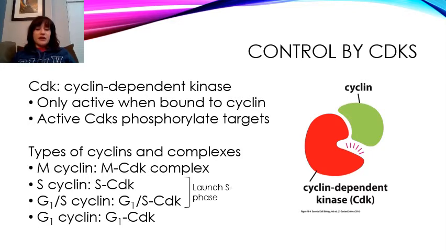Okay, so keeping track of all these, M-cyclin and M-CDK, those are important for telling the cell it's okay to move to M phase, right? Or move through M phase. The S-cyclin and the G1S-cyclin, those are the ones that tell the cell it's okay to move on into the S phase.